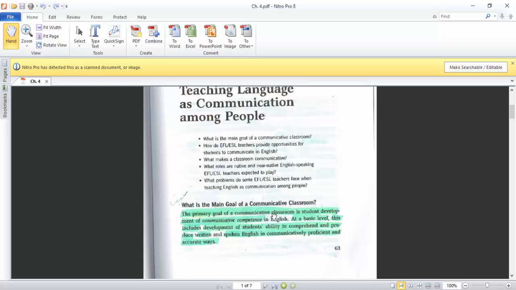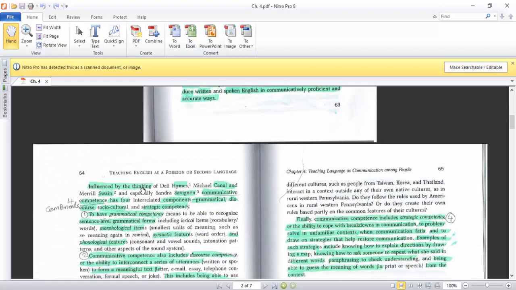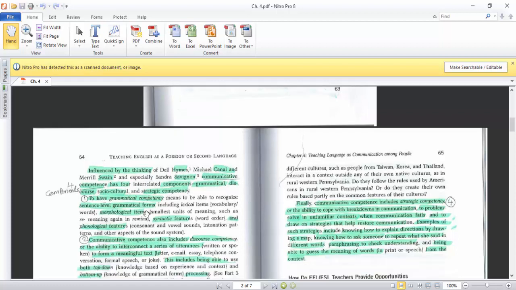The primary goal of a communicative classroom is student development of communicative competence in English. At a basic level, this includes development of student ability to comprehend and produce written and spoken English in a communicatively proficient and accurate way. Influenced by the thinking of Hymes, Canale, and Swain, communicative competence has 4 interrelated components: grammatical, discourse, socio-cultural, and strategic competency.